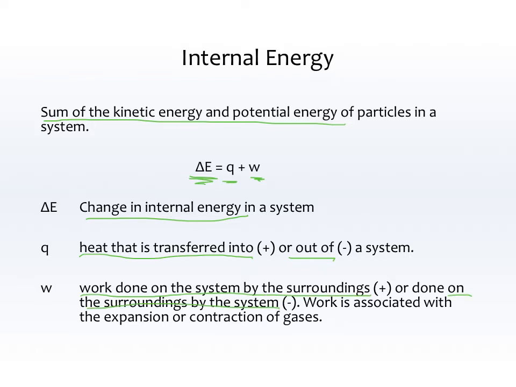The signs here are important. So if heat is transferred in, that's going to be a positive value of Q. And if work is done on the system, that's going to be a positive value of W. If heat is transferred out, that'll be a negative value. It's losing heat. If work is done on the surroundings by the system, it's a negative value because the system is losing energy towards the surroundings. Work is associated with the expansion or contraction of gases. And so in a minute, we're going to talk about how gases will create or require work.